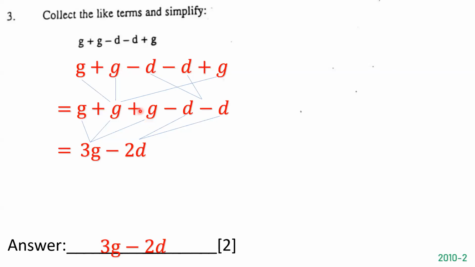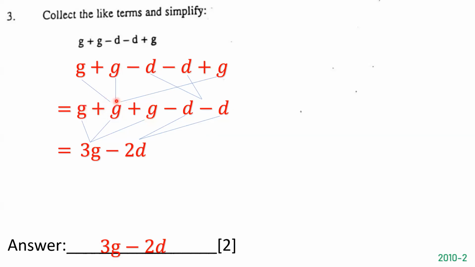Okay, so we have all the g's together. And then we have negative d and negative d. So let's bring them together. Even though each letter doesn't have a number in front of it, when you have a letter that doesn't have a number in front of it, the number that is implied is actually 1. So this is actually 1g, 1g, and 1g.